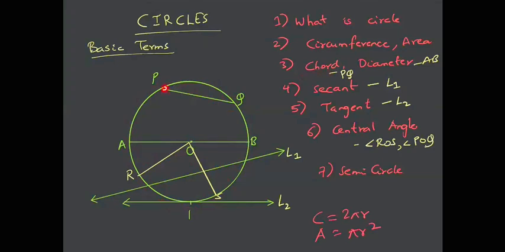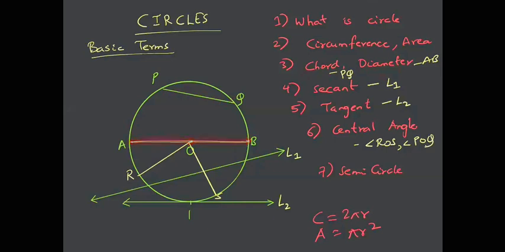What is the chord of a circle? If there are any 2 points lying on the circle, then the line segment joining these 2 points is called a chord of the circle. Say PQ is the chord of a circle. And what is the diameter? Diameter is the chord of a circle which passes through the center of the circle. In this case, AB is the diameter.